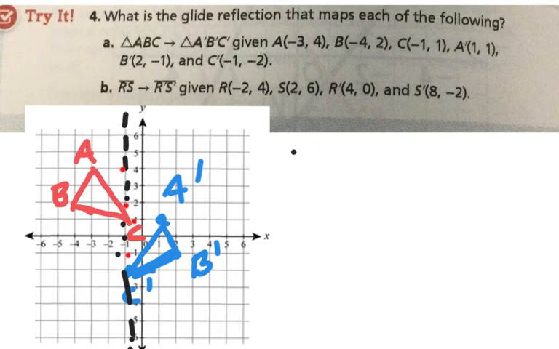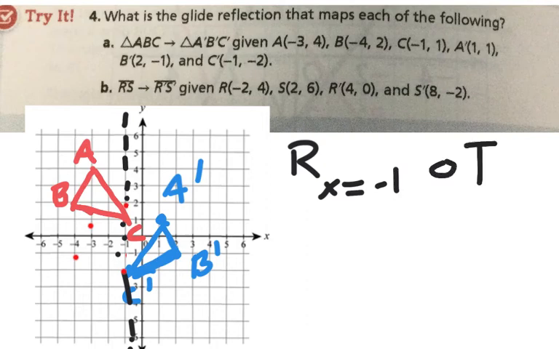So what's the equation of this line? That's the line x equals negative 1. So I'm going to reflect over the line x equals negative 1. And then how much do I need to move down? 1, 2, 3. All right, 1, 2, 3. 1, 2, 3. So then I need to move down 3. So it'd be a reflection over x equals negative 1, and then a translation down 3. So it'd be 0, negative 3.